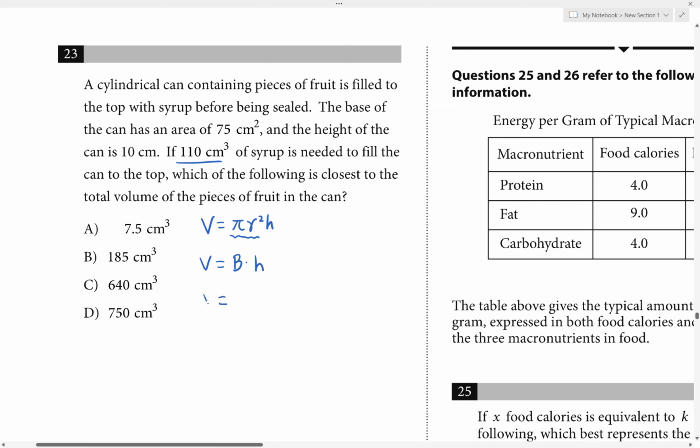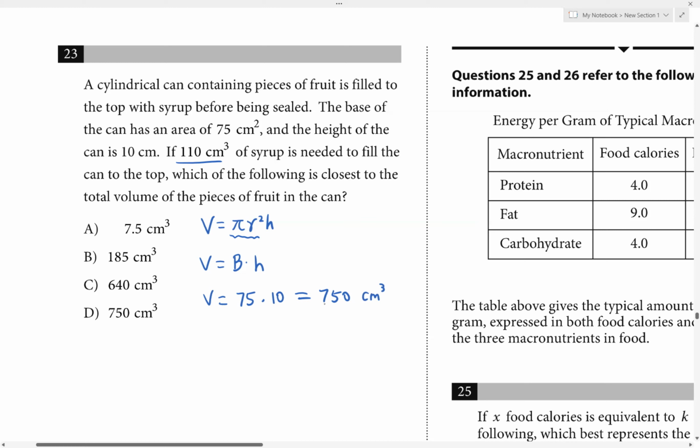So the volume should be 75 as the area of the base times the height, which is 10. And we solve this out. 75 times 10 is 750. And this is 750 cubic centimeters for the total volume.